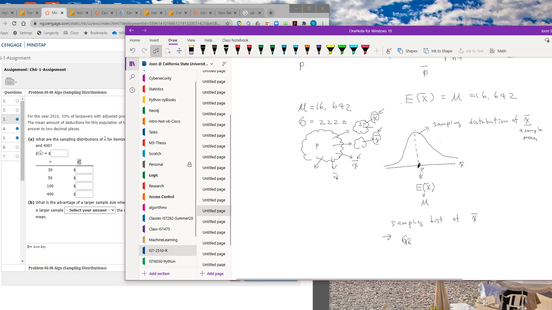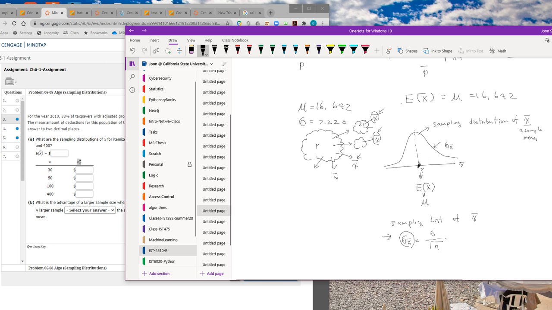So you know that this graph will have a sigma x bar, right? The standard deviation of a sample mean. So basically they're trying to find sigma x bar, and the equation for this is what? If the population standard deviation is known, then you basically do sigma over root n.